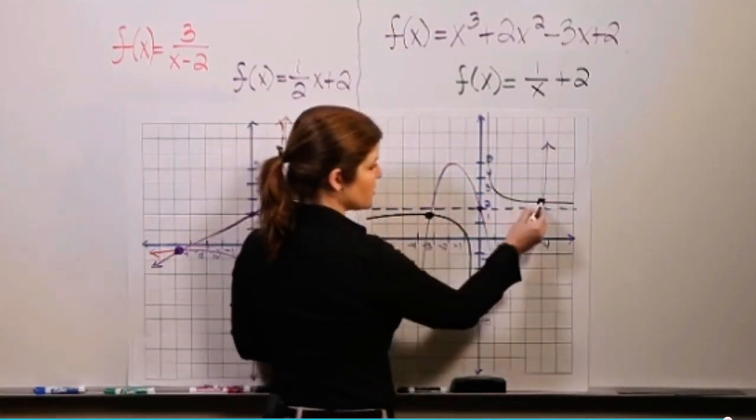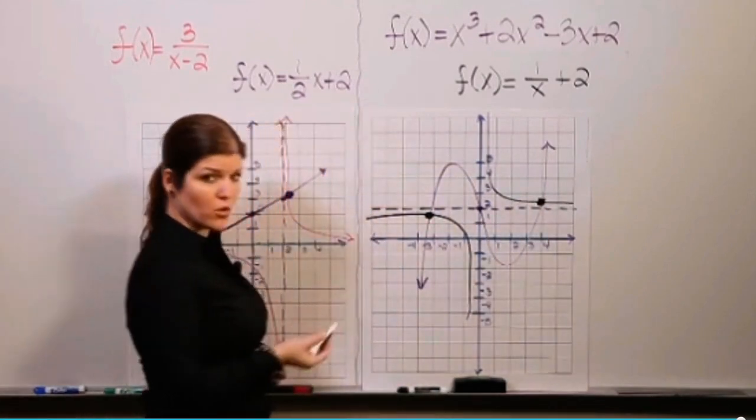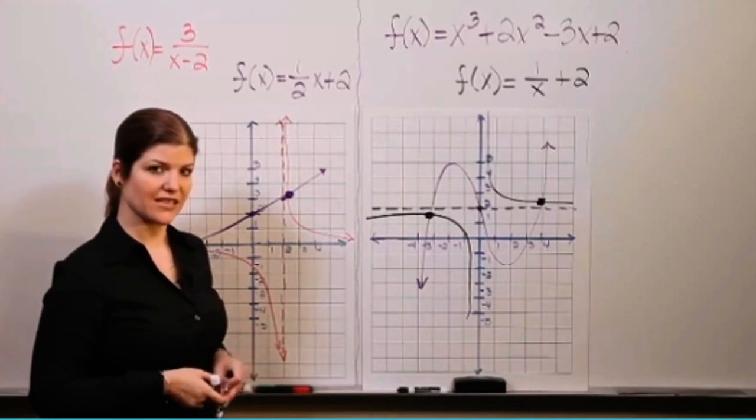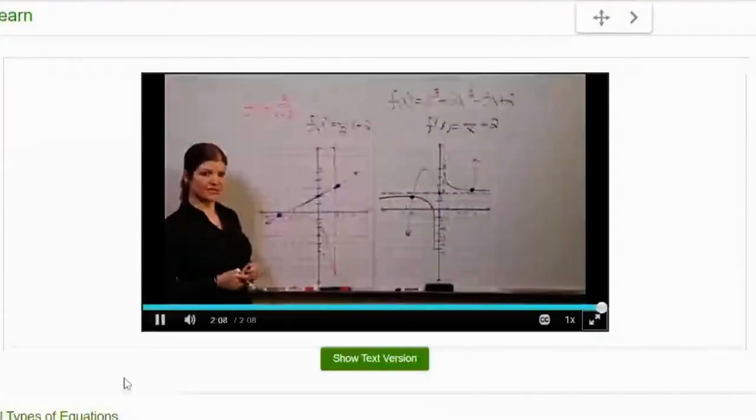Now, the only exception to this rule is if you did have a hole in one of your graphs, then maybe there would be an area where they didn't intersect. And that's how we graph nonlinear systems.